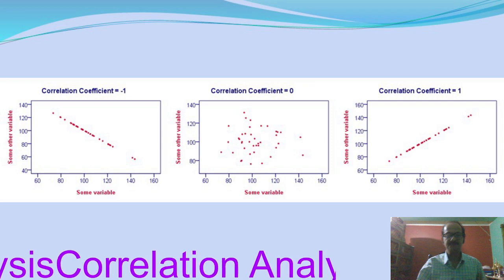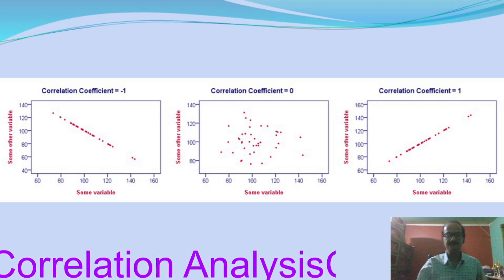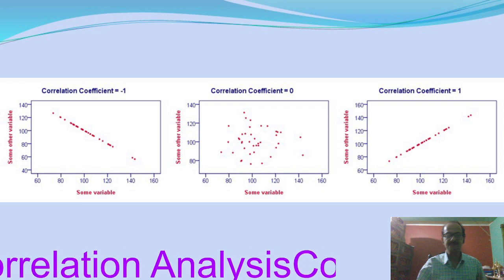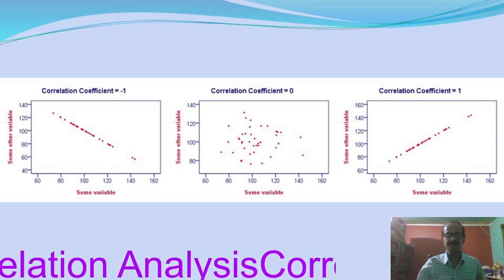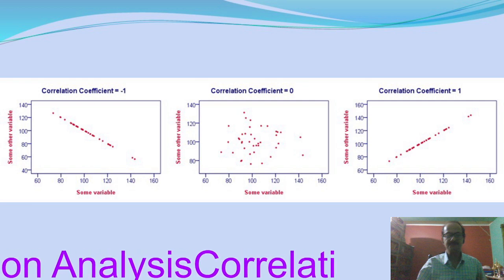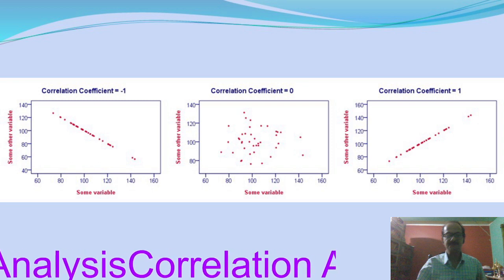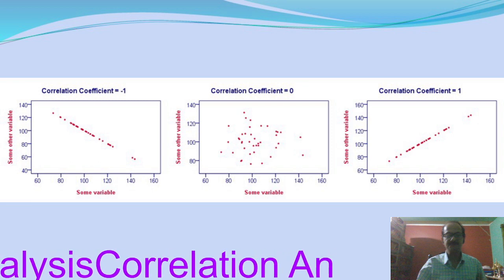The second one: when plotted points do not form any trend, we don't find any relationship between the two variables. This means there is no correlation between the variables. Here the correlation coefficient equals 0.